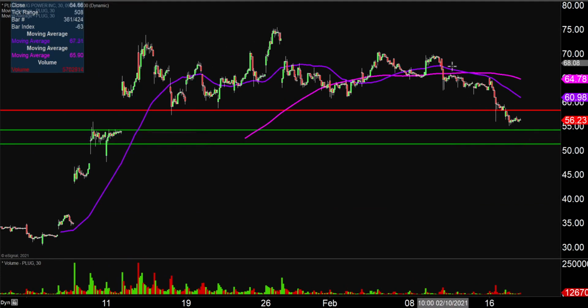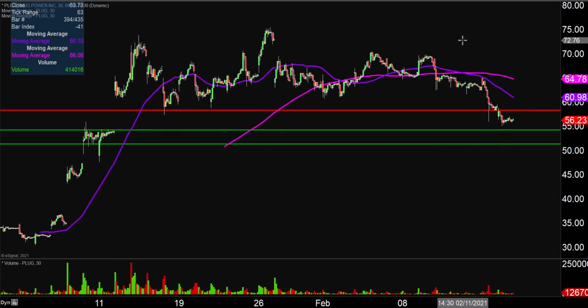As of right now, it's a bit of a pullback here, and it's just a question of when the buyers and bulls are going to step back in. So we'll see how this one continues to play out.